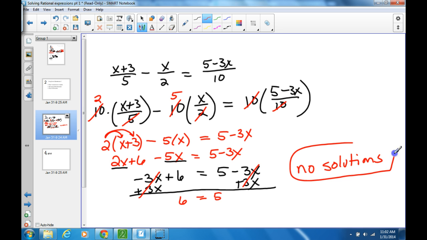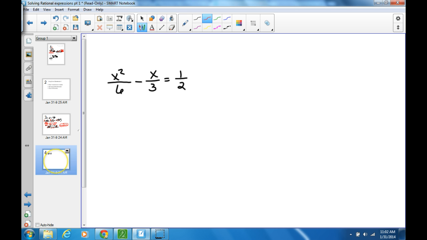Most of your problems today, though, you'll have some kind of a solution. What is the form of the solution? Well, it would be x equals something. But the x's cancel themselves out in this case. All right, so let's look at the next one.